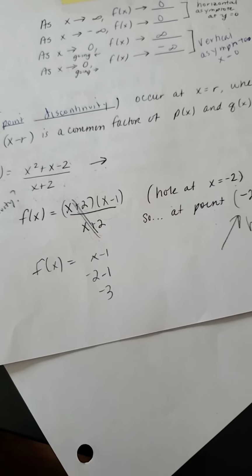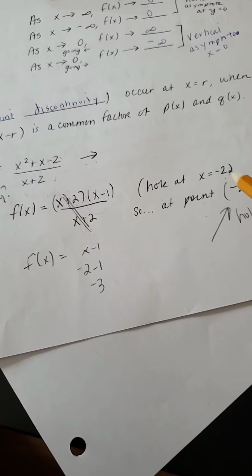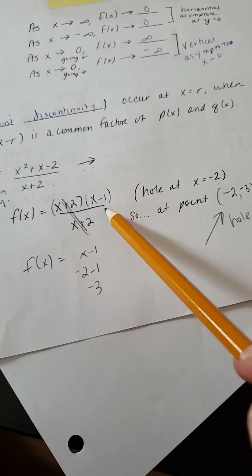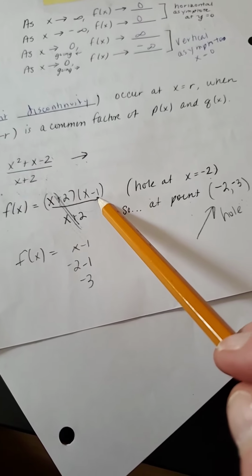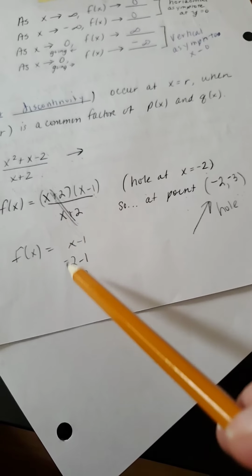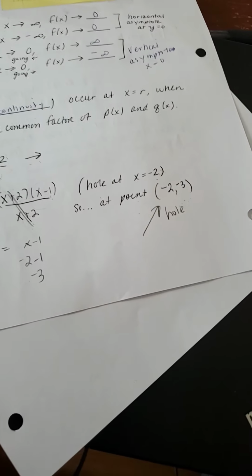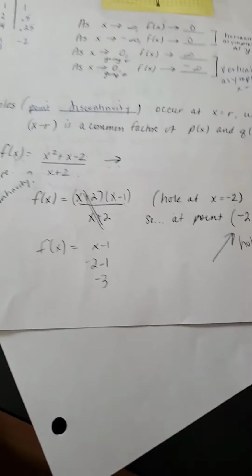Now the hole is at x equals -2, but you need to find the subsequent y that goes with it. So you use what's left over, the x minus 1. So plug -2 in, you end up with -3. So there's a hole there. And that's all we have to do for that particular problem.